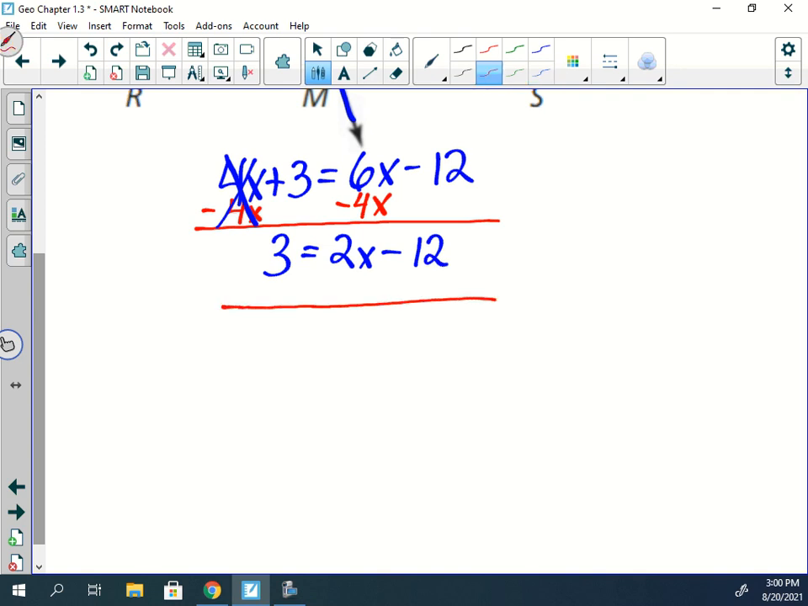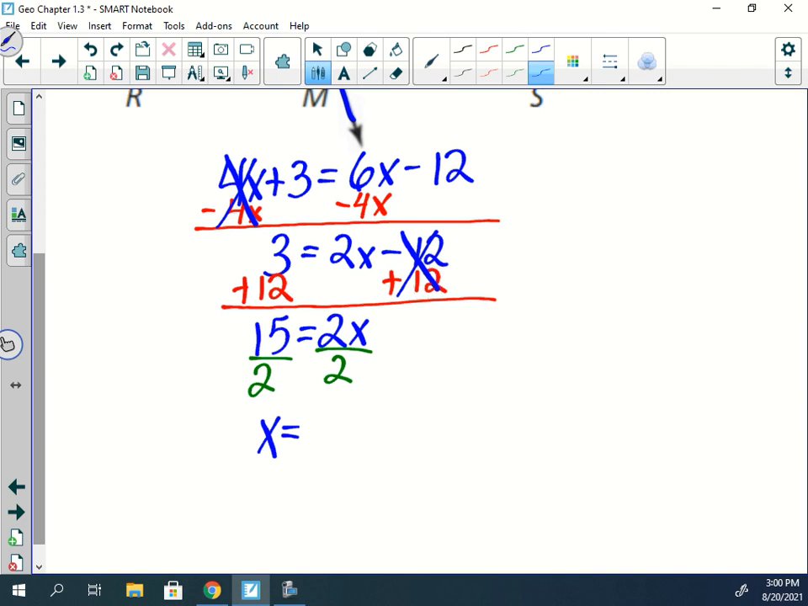And again, we want to get the value of x by itself, so we are going to add 12 to both sides. Negative 12 plus 12 will cancel. And over here, 3 plus 12 will give us 15 is equal to 2x. And at this point, to get x by itself, we're going to divide both sides by 2. 2 divided by 2 is 1, so we're just left with x. And 15 divided by 2 would be 7.5.